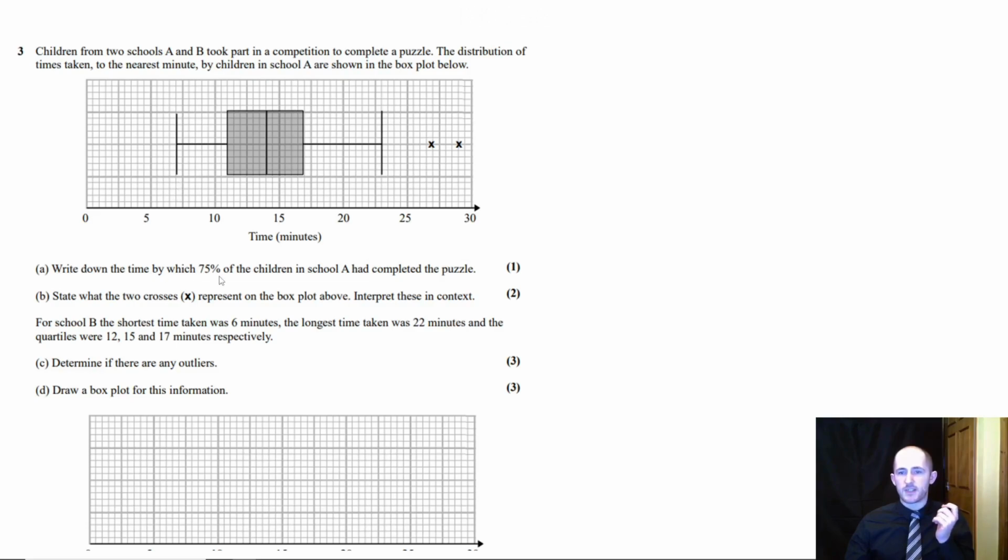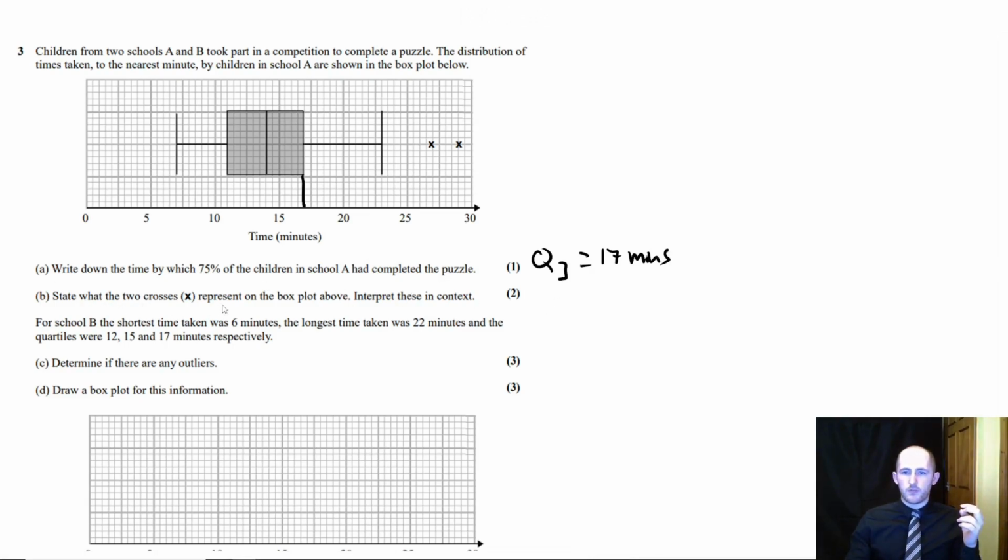Write down the time by which 75% of the children in school A had completed the puzzle. Now this is a key thing. 75% of the children refers to the upper quartile. Okay? So remember, that's why we take 3/4 of the total number, because Q3 is 75% of the children. So all we're doing is basically reading off this value. Now I just said that it goes up in 0.5s. So 15.5, 16, 16.5, 17. So the answer is 17 minutes. Okay?